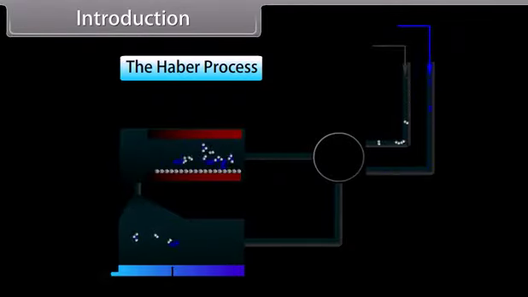The Haber's process combines nitrogen with hydrogen into ammonia. Nitrogen is an important element in the P-Block of the periodic table. So students, today we'll study about the P-Block elements.